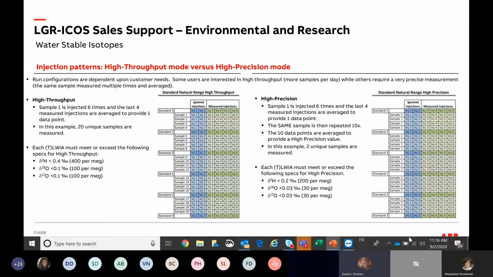In this case, similarly to the high throughput mode, they run it the exact same way, where sample 1 is injected 6 times, and the last 4 measured injections are averaged to provide 1 data point. However, this time the same sample is then repeated 10 times. Those 10 data points are averaged to provide a high precision value. So only 2 unique samples are measured in high precision mode, whereas in high throughput mode, 20 samples were measured. For the specs for high precision mode, it's 200 per meg for deuterium, and for oxygen 18 and 17, it's 30 per meg. Next slide.